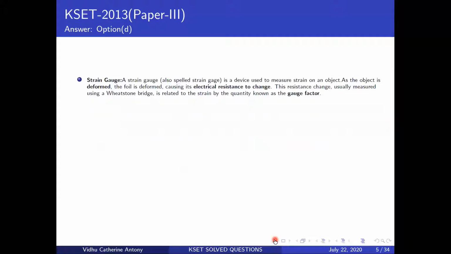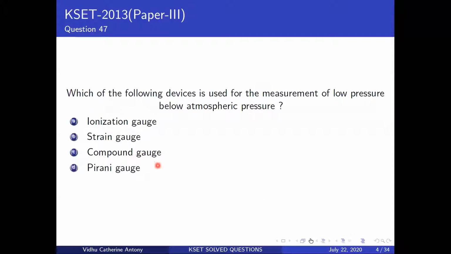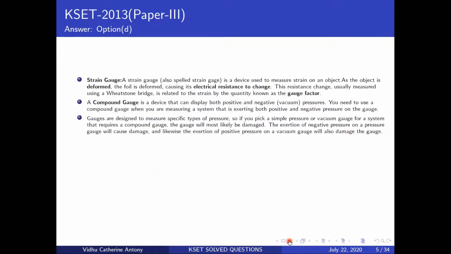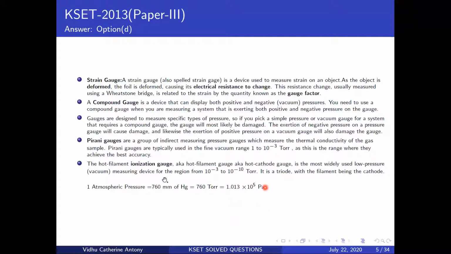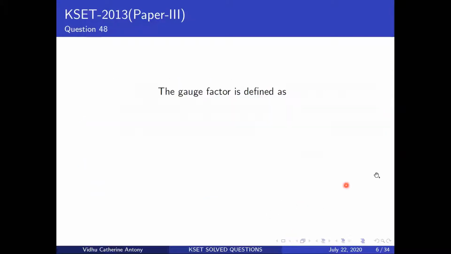Okay, so let's look at what you have. You basically have your Pirani gauge. It's your option D. Okay, so 1 atmospheric pressure is 760 mm of Hg. So you end up having 760 torr and you have 1.013 into 10 to the power of 5 pascals.